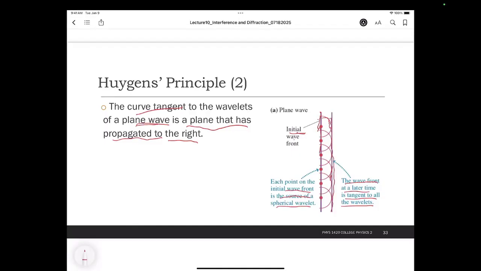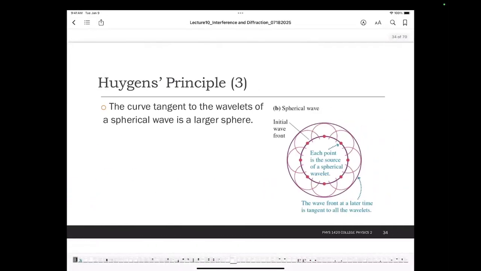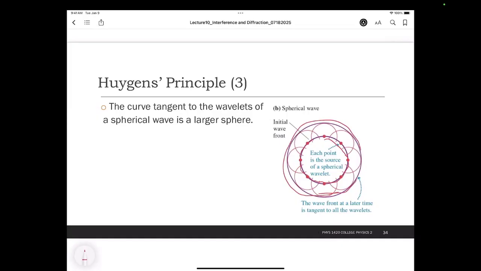This is the Huygens principle. And the curve tangent to the wavelets of a spherical wave is a larger sphere. You can see here the initial wavelets front, and the wavefront at a later time is tangent to all the wavelets. Yeah, this is the Huygens principle.